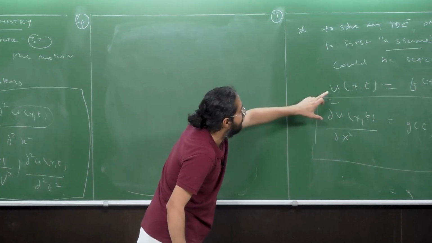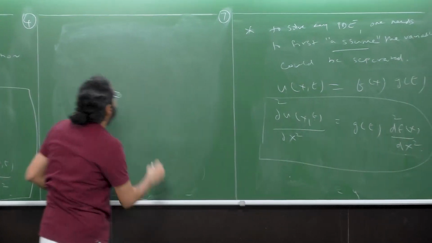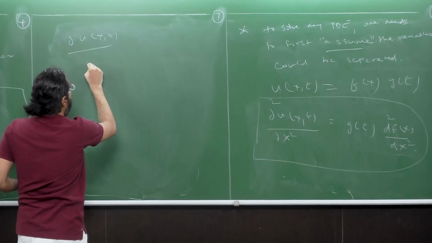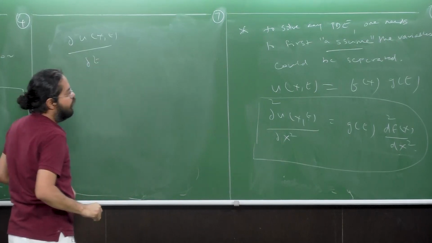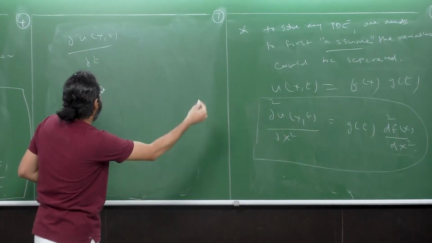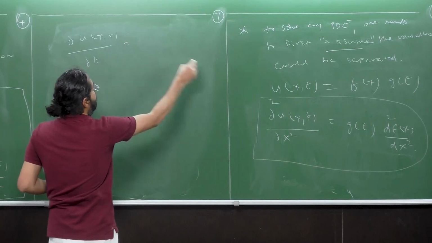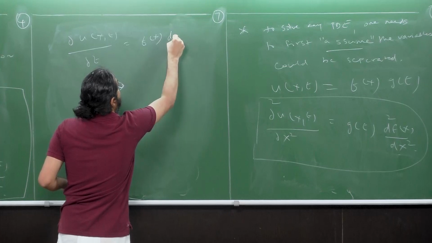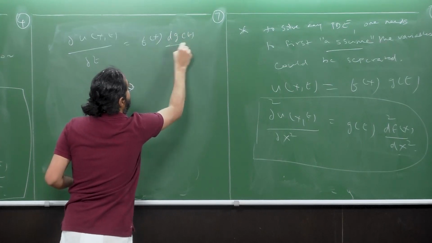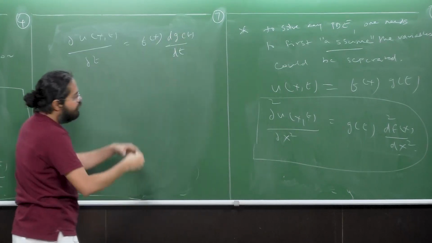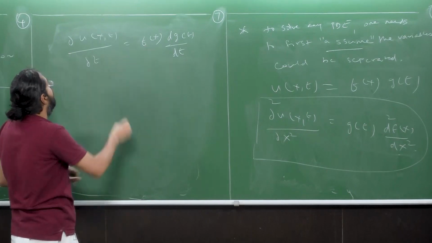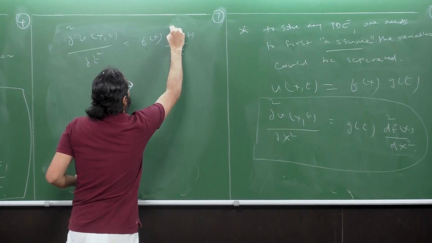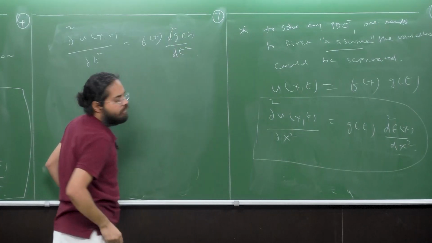The second derivative. Let's do it with respect to t now. Now, ∂u(x,t)/∂t is going to be, once again, I'm keeping x a constant here. So this is going to be f(x) dg(t)/dt. And if I take the second derivative, f(x) is already outside, so this is going to be d²g/dt².